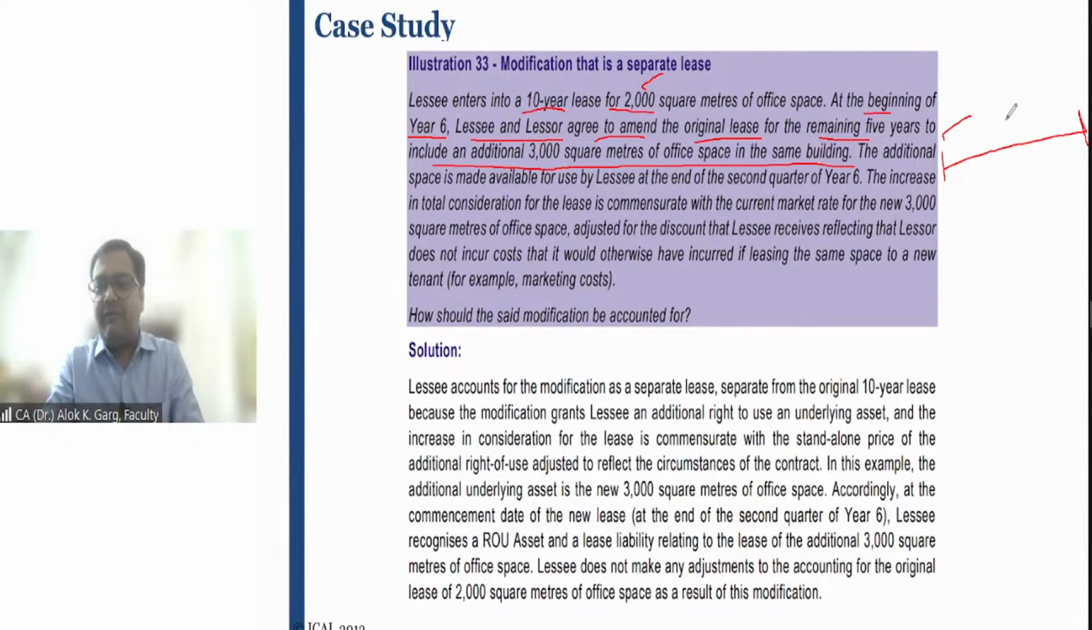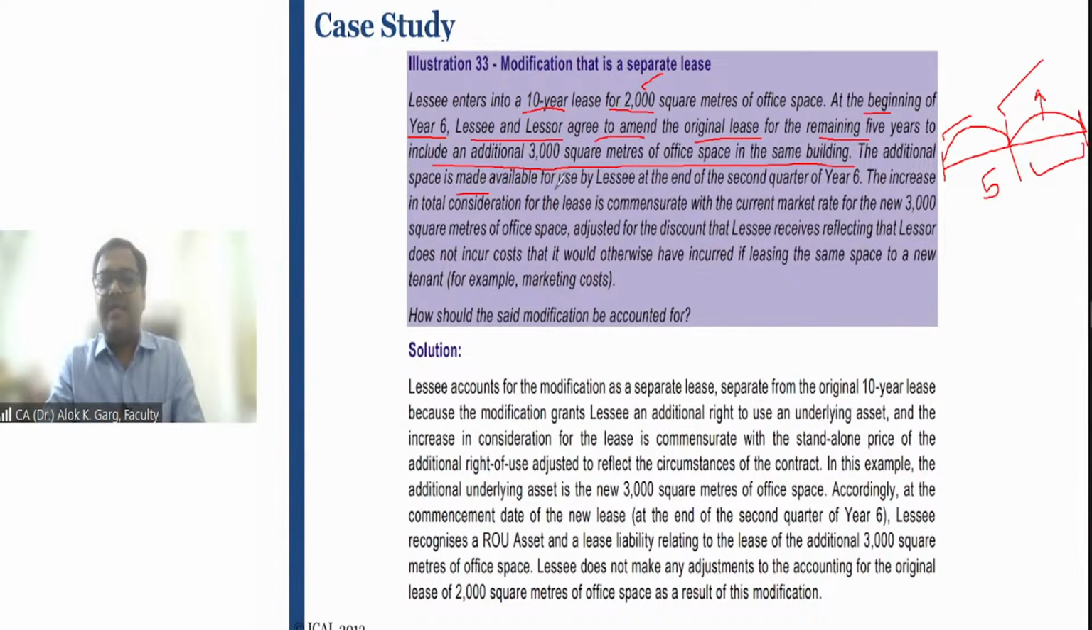Now what happened after 5 years? At this point of time, the lessor and lessee decided to amend the existing contract, and they want to include the additional office space of 3,000 square meter. So in the initial first 5 years, this office space is 2,000 square meter. From this to this has become 5,000 square meter, right? This has become 5,000 square meter.